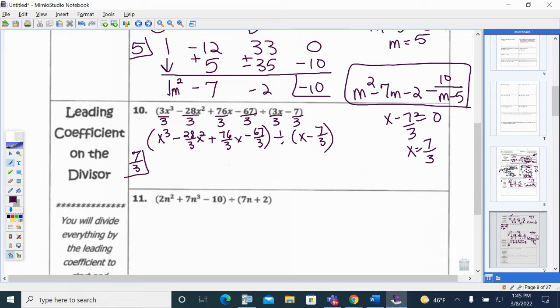And then I'll use those leading coefficients: 1, negative 28/3, 76/3, and negative 67/3. And here we go, and I'm about out of space. This is about to get ugly. We've got a 1 to start. 7/3 times 1 is 7/3. Negative 28/3 plus 7/3 is going to be negative 21/3, or negative 7.